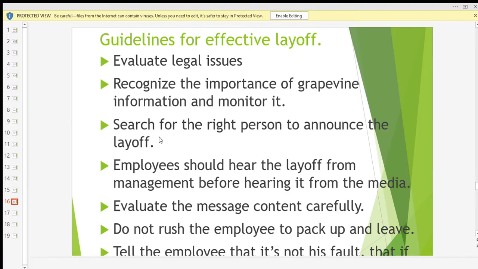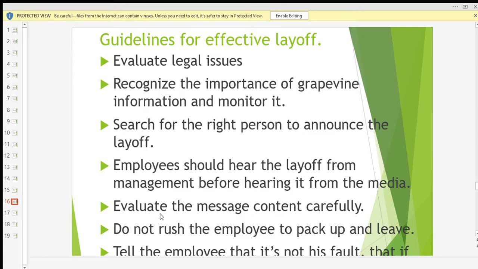Then search for the right person to announce the layoff. Do not get a person who has no feelings for others. Search for a person who is empathetic to be the one to announce the layoff. Then employees should hear the layoff from management before hearing it from the media. So you should first communicate to the employees before you communicate to anyone else about the laying off.